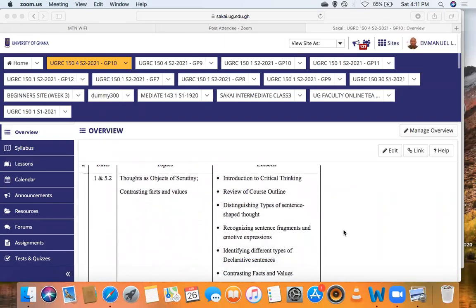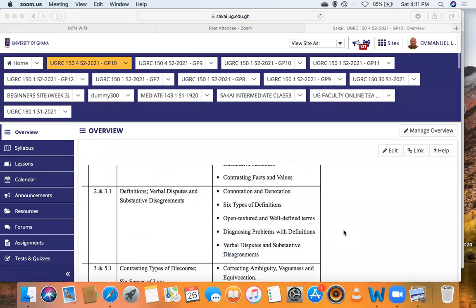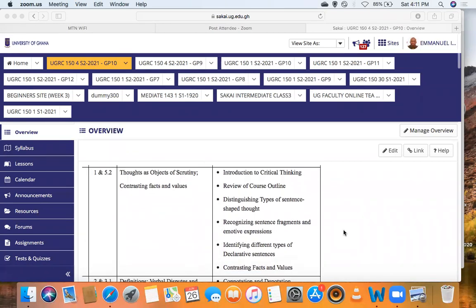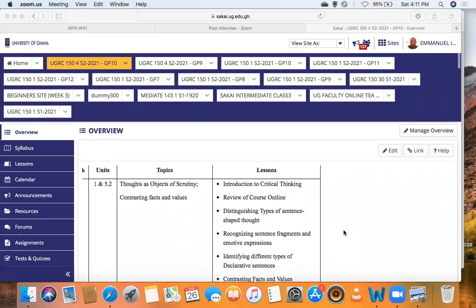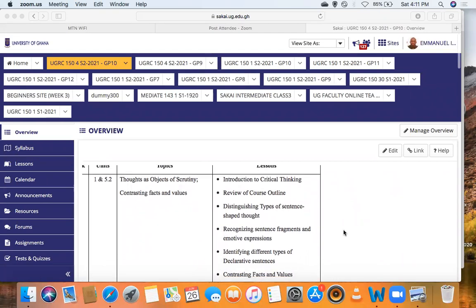And then this is the timetable for the topics. So this week, and particularly in this class, this is what we're looking at. We're looking at thoughts as objects of scrutiny.